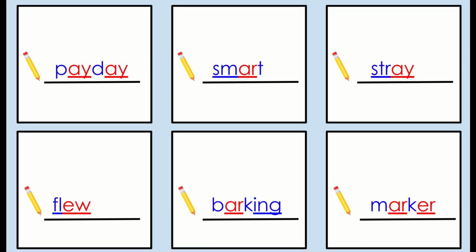Now let's check your work. The first word was the word payday. Payday. And the letter pair AY was in each word, pay and day. The next word, smart. SMART, smart, with the letter pairs SM and AR. The next word, stray. STRAY, with the letter pairs STR and AY.